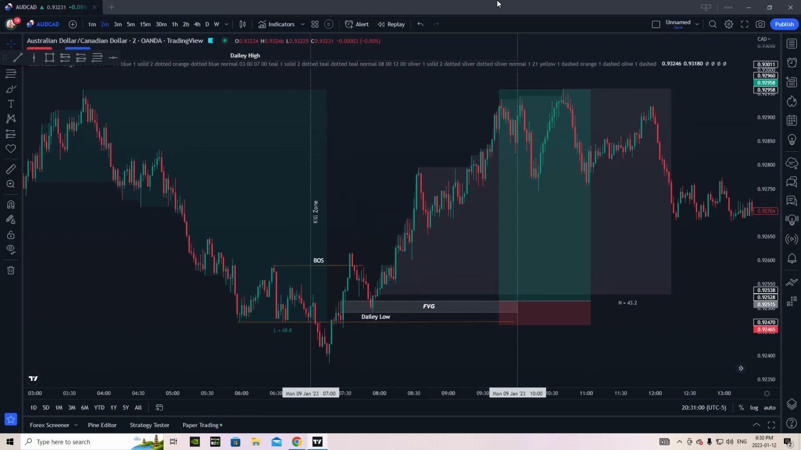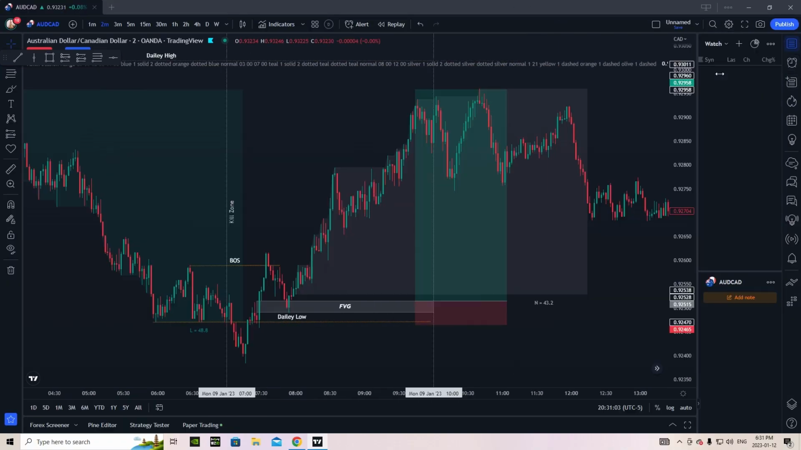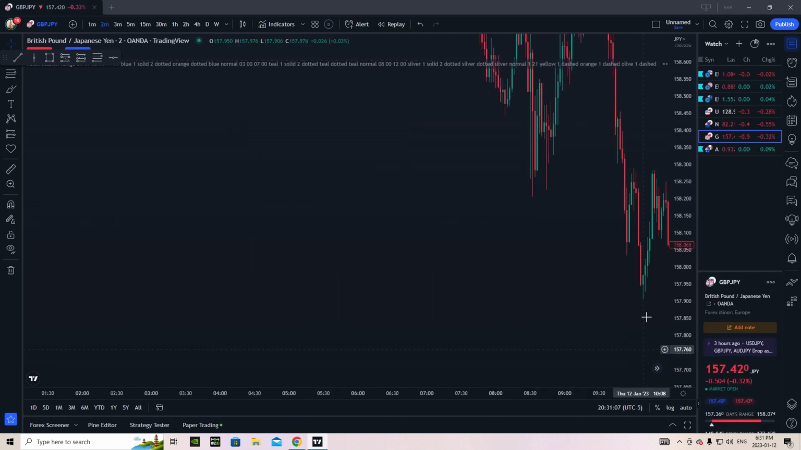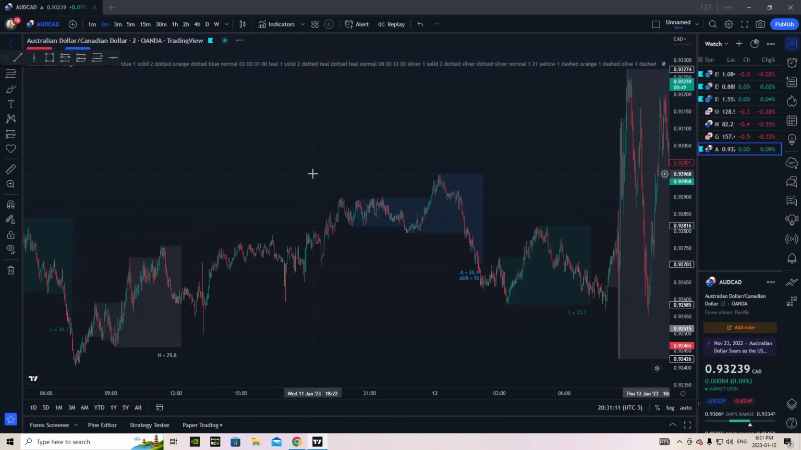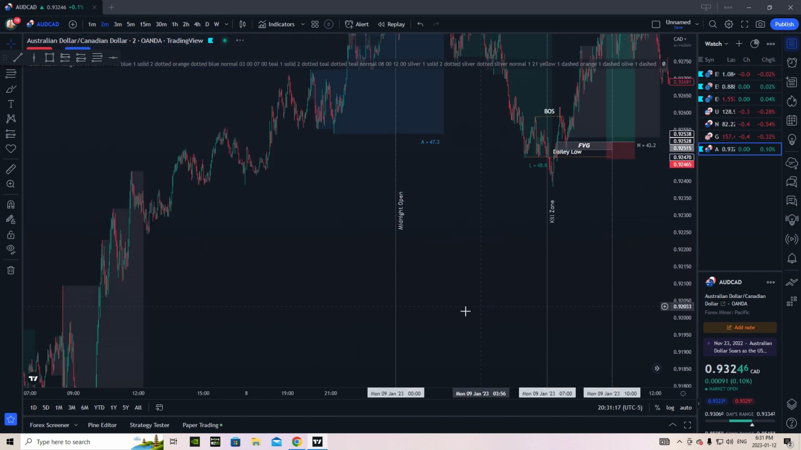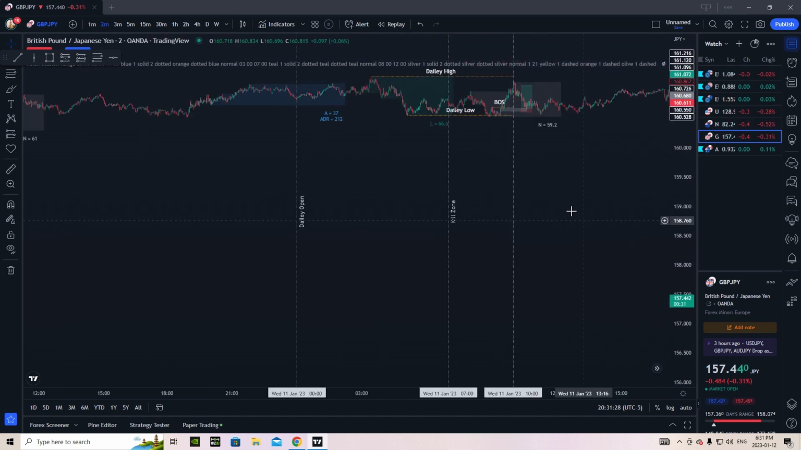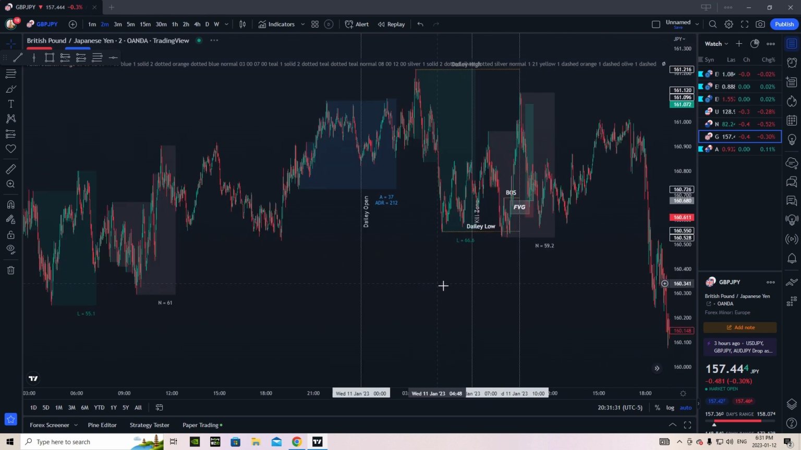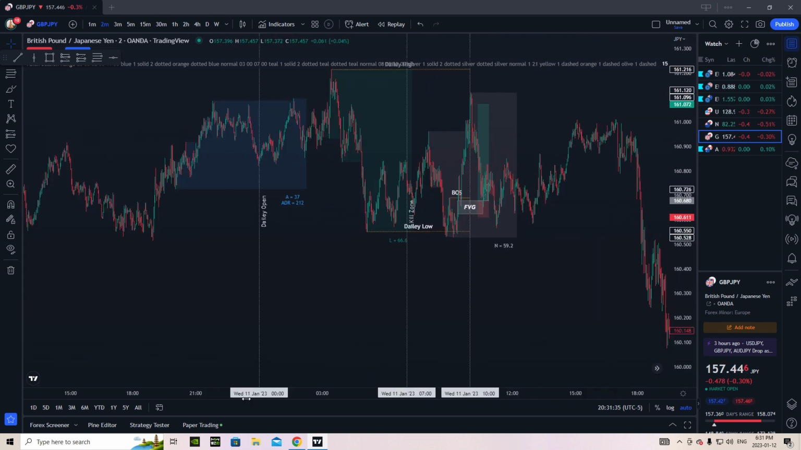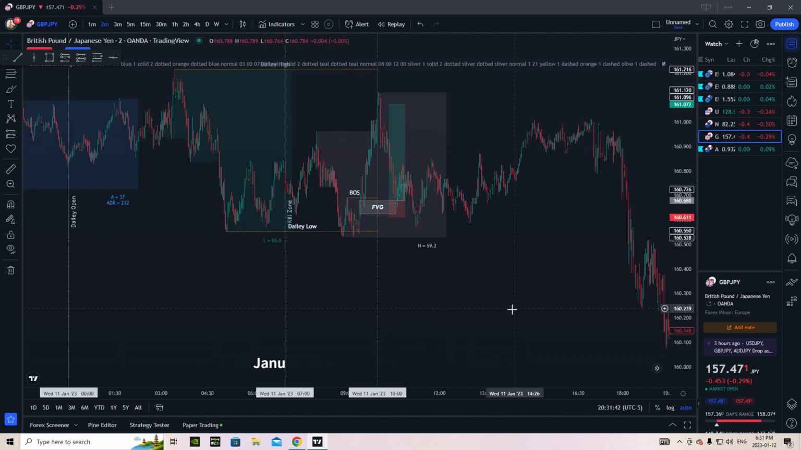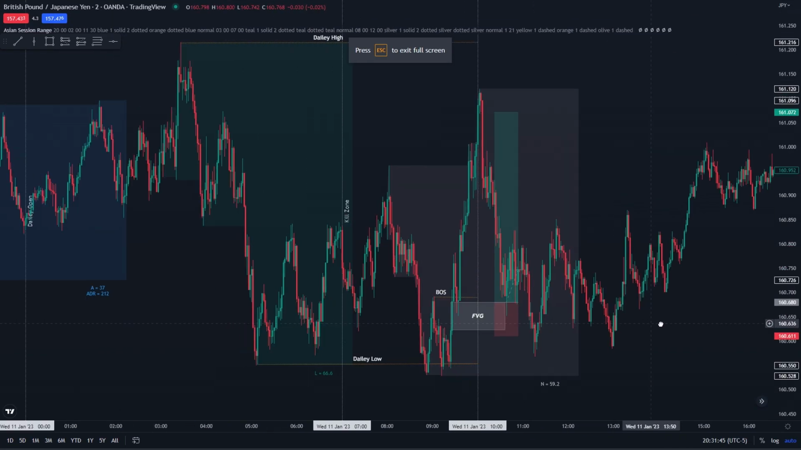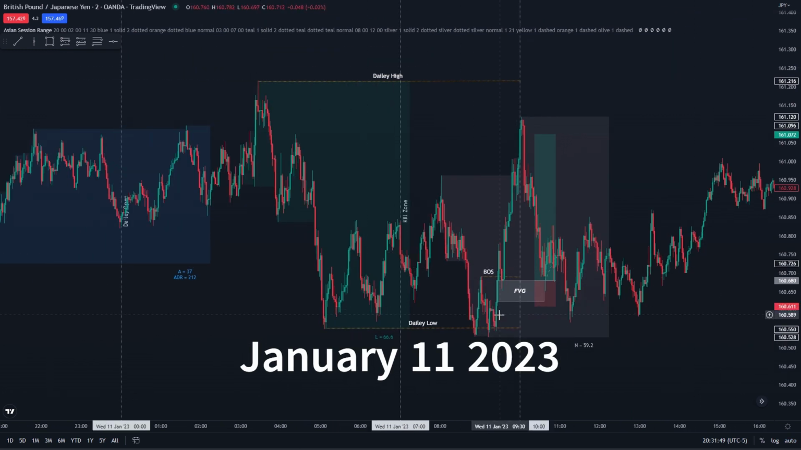We have another example, because I've been doing some back testing, so I thought I'd share with you guys. That period that we were on was the Australian dollar versus the Canadian dollar, and the time it occurred was January 9, 2023. This pair is the British pound, Japanese yen, and this setup occurs on January 10 as well. These setups actually happened on the same days.